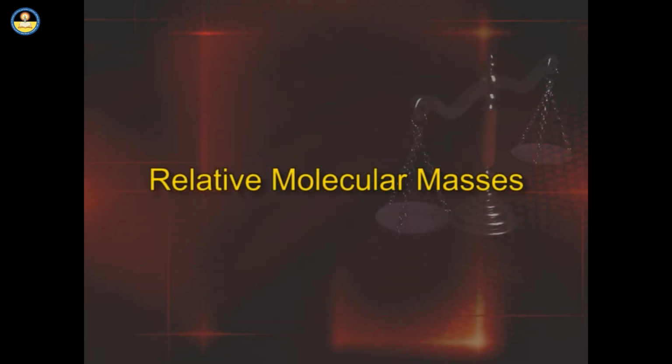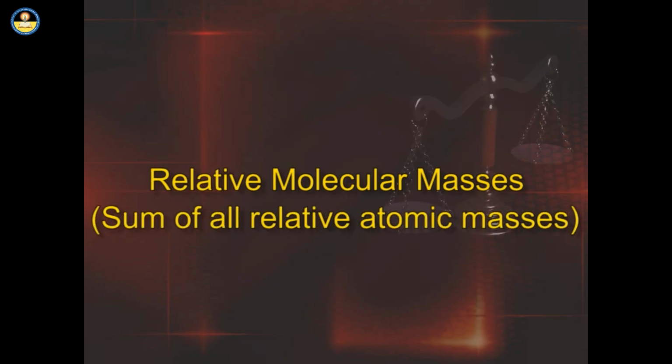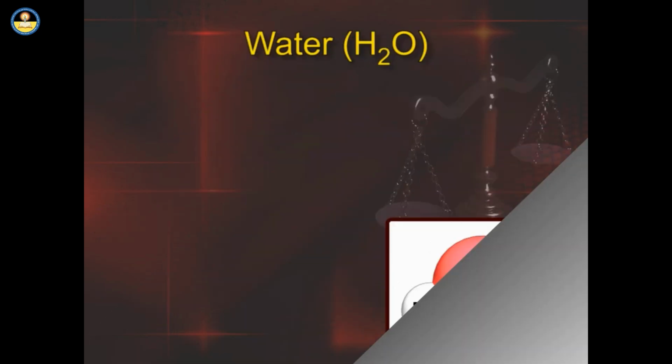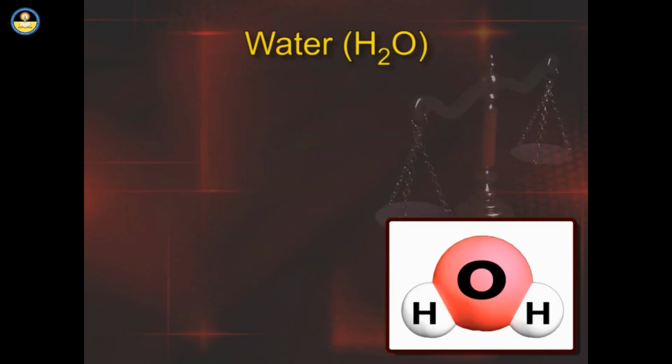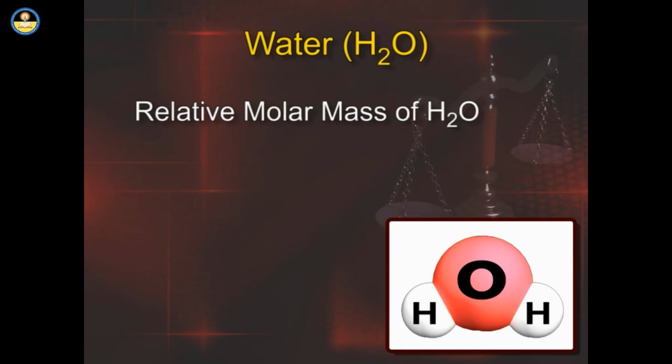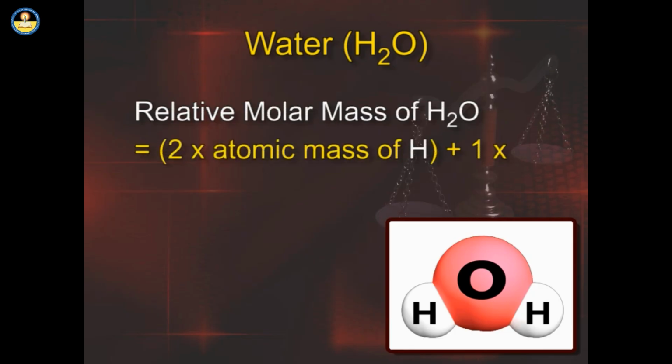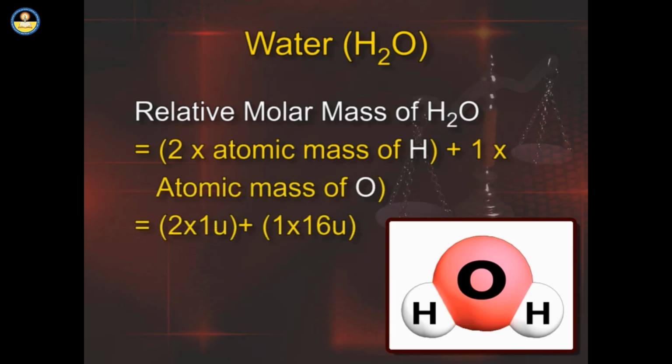Let us now have a look at relative molecular masses, that is, sum of all relative atomic masses. Let us take an example of water, H2O molecule. Relative molecular mass of H2O is equal to 2 multiplied by atomic mass of hydrogen plus 1 multiplied by atomic mass of oxygen, which is equal to 2 multiplied by 1U plus 1 multiplied by 16U, which is equal to 18U.